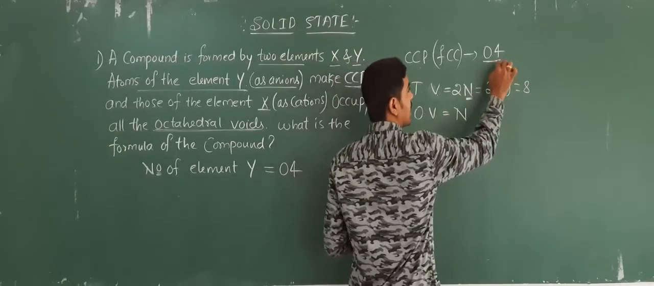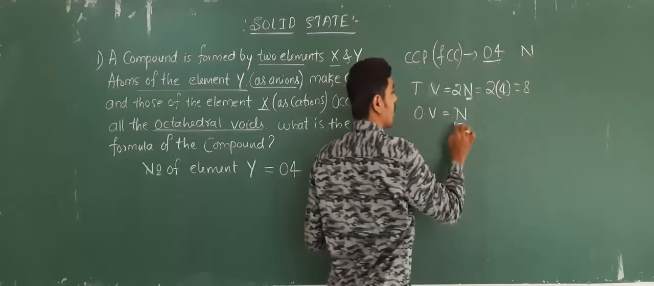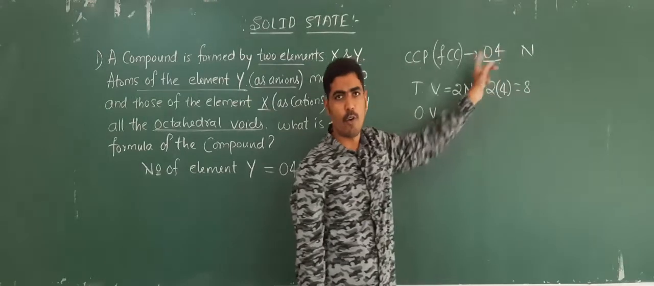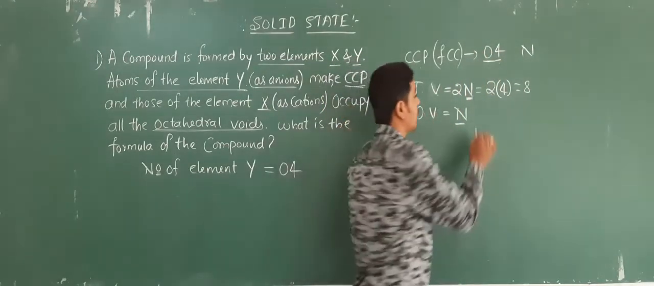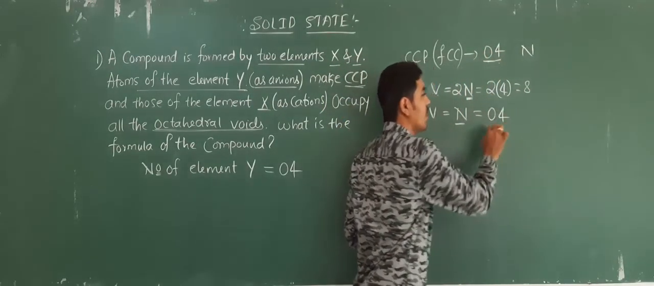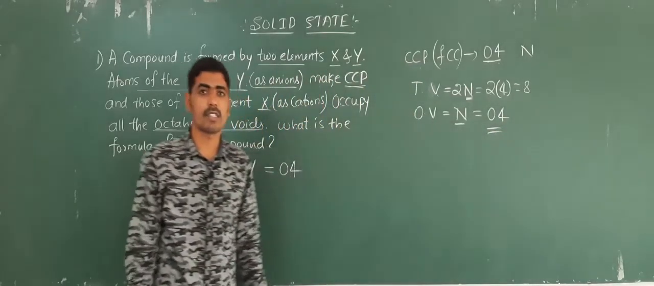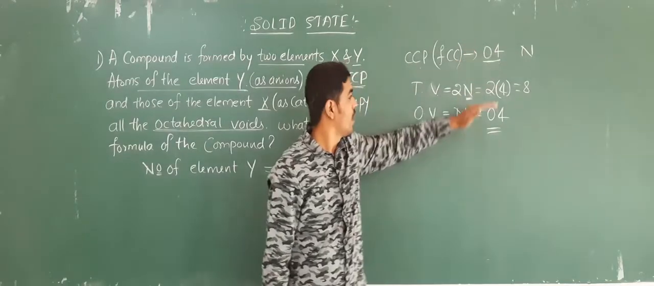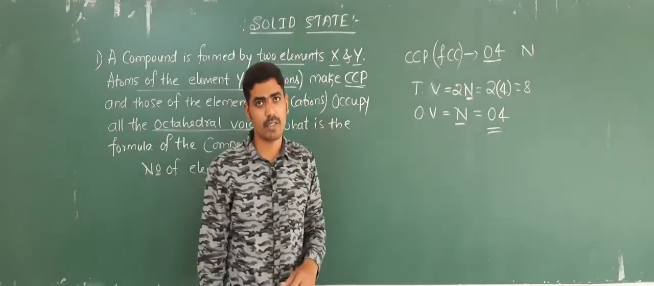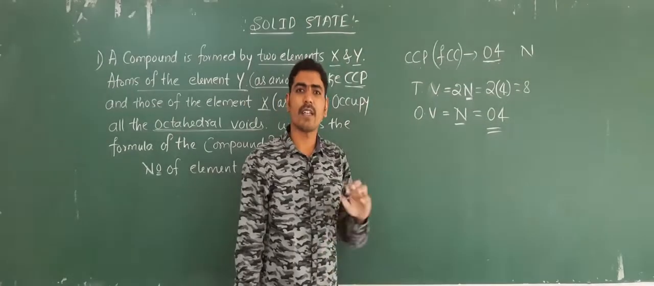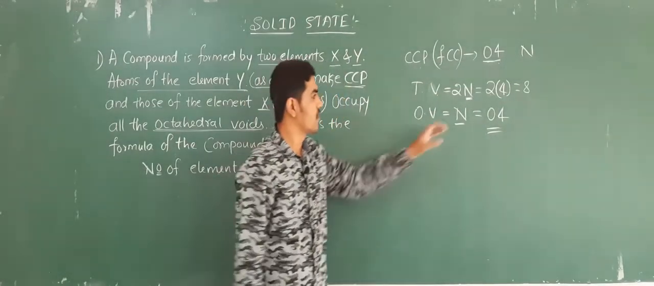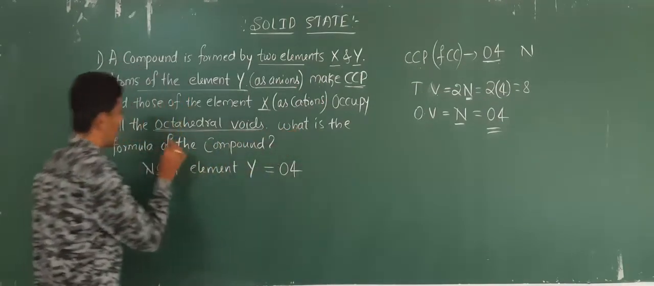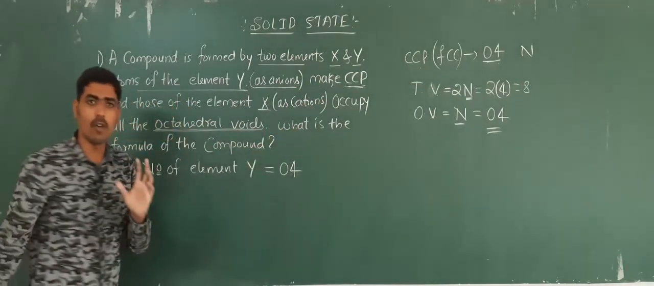If the number of particles is n, then the number of octahedral voids would be n. Here n is 4. So how many octahedral voids would be formed? The number of octahedral voids is also 4, because as many particles as there are, that many octahedral voids form. Tetrahedral voids are double. But here they have given that X will occupy all the octahedral voids.